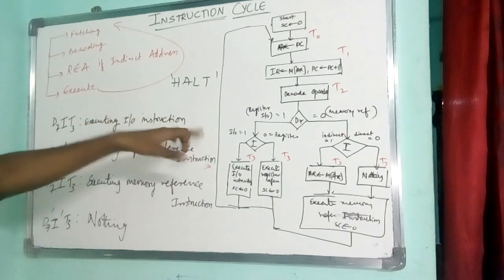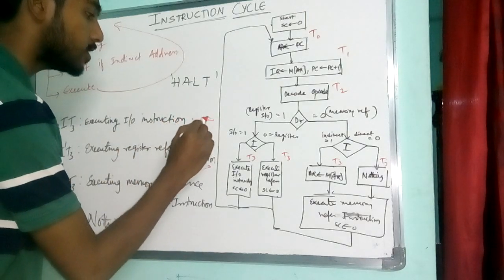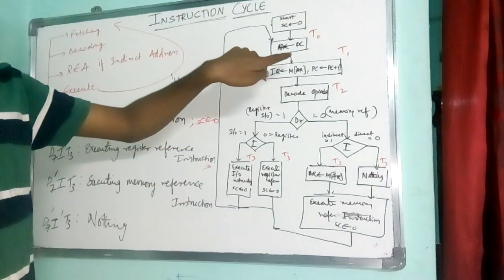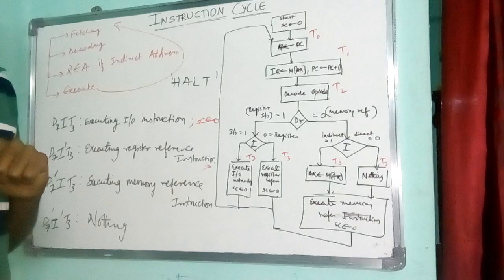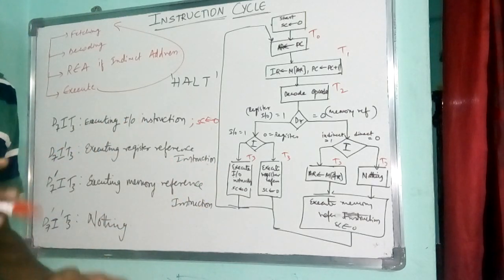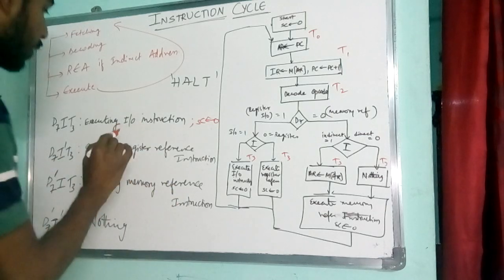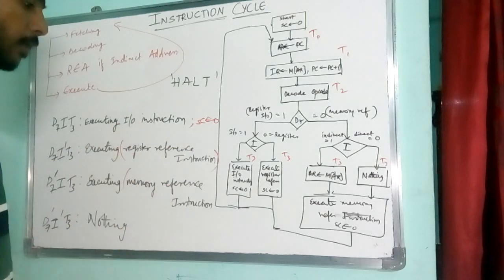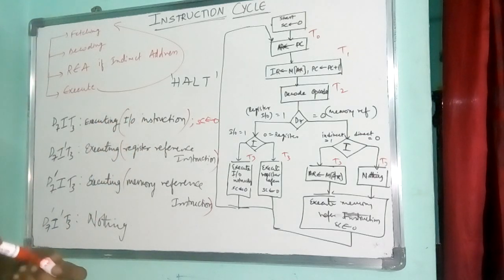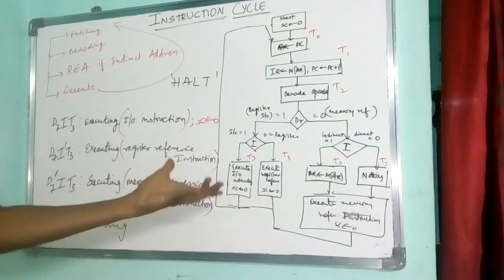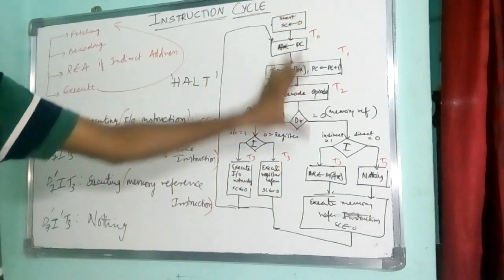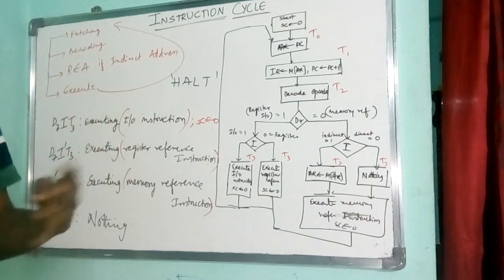Whenever the execution completes, at every stage SC is automatically set back to 0. So again, it goes to the first stage, that is fetching, for the next instruction to complete. Now, we'll learn about what register reference instructions, memory reference instructions, and input output instructions are in a later video. So this is how an instruction cycle is divided into 4 parts.